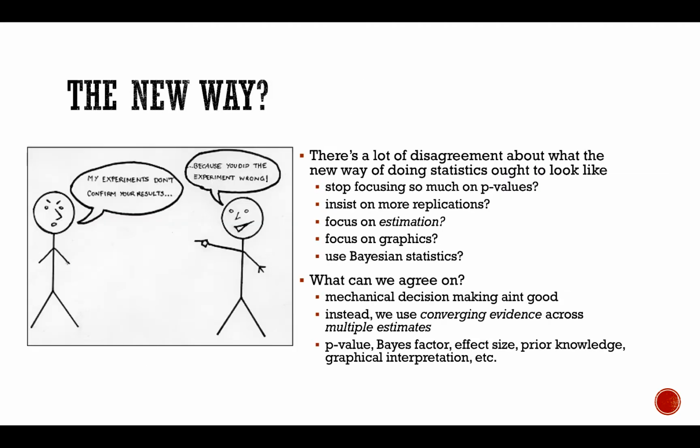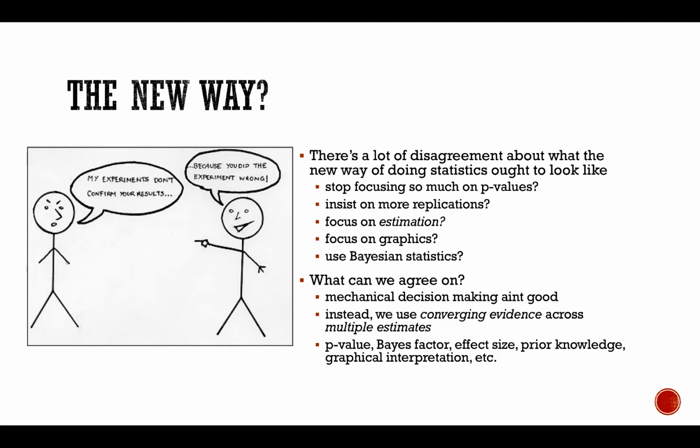So the new way, there's actually a lot of disagreement about what the new way of doing statistics ought to look like. In fact, there are 2 articles with approximately the same title. One called The New Statistics, and another called The New Statistics, a Bayesian perspective, if I remember correctly. So, some people say we should stop focusing so much on p-values. Others say we should continue to use p-values and insist on more replications. Or perhaps we continue to use p-values, but instead use a much smaller p-value. Others say we should focus on estimation, or on graphics, or use Bayesian statistics. And there's not much agreement about what the new statistics looks like.